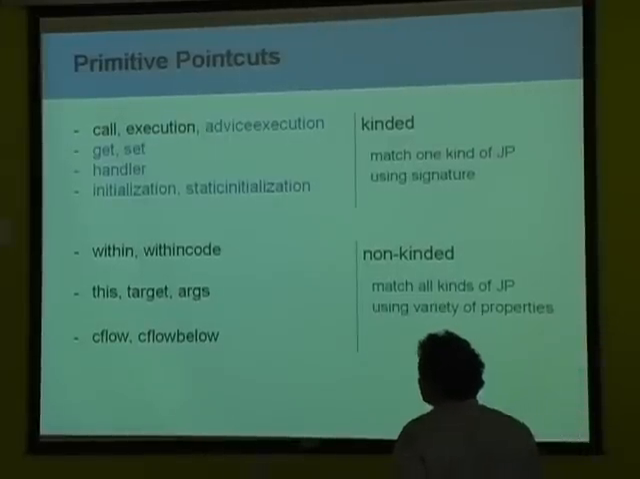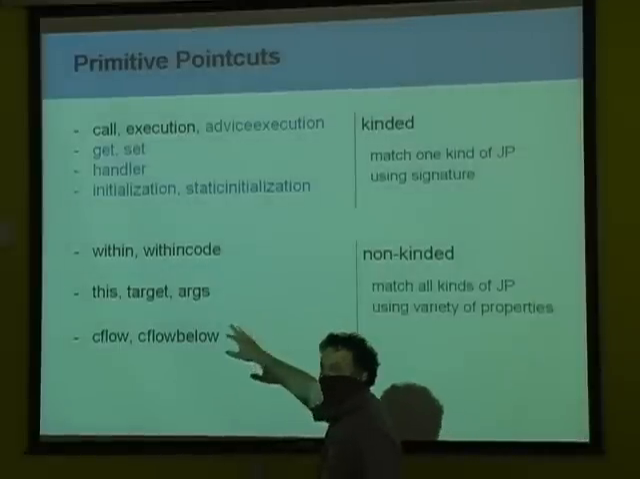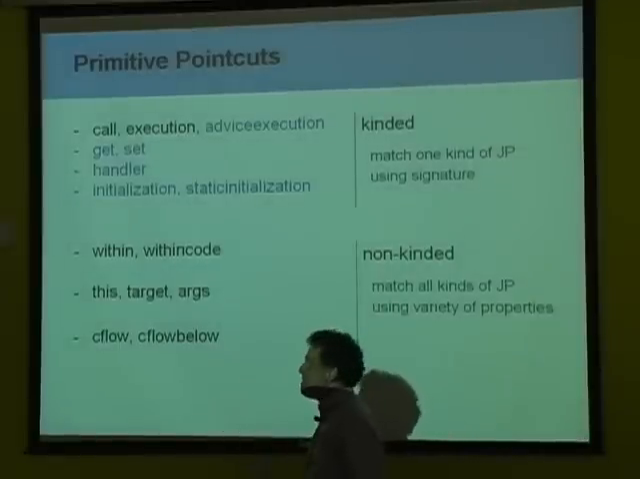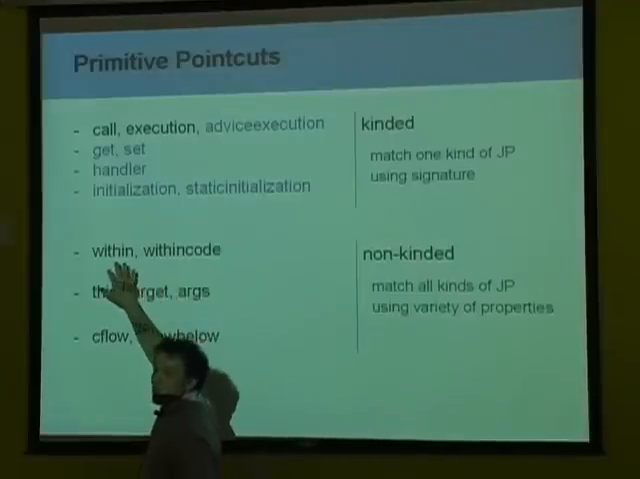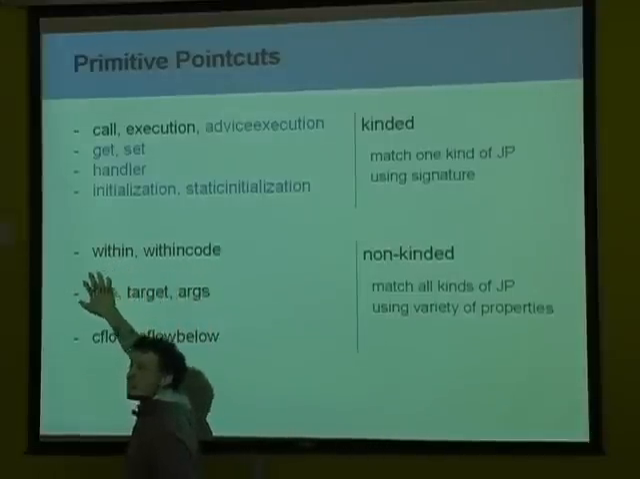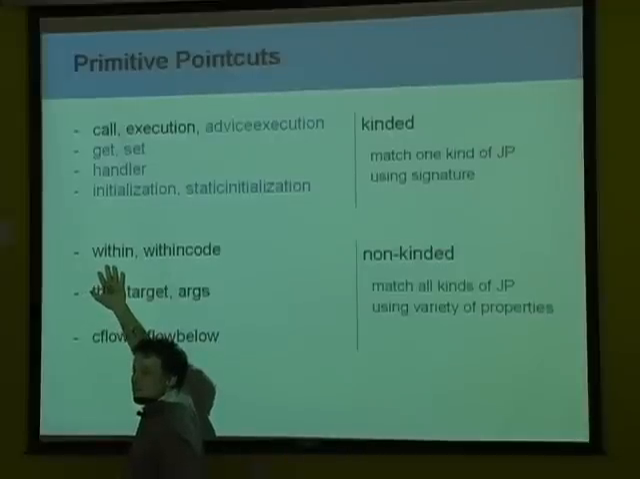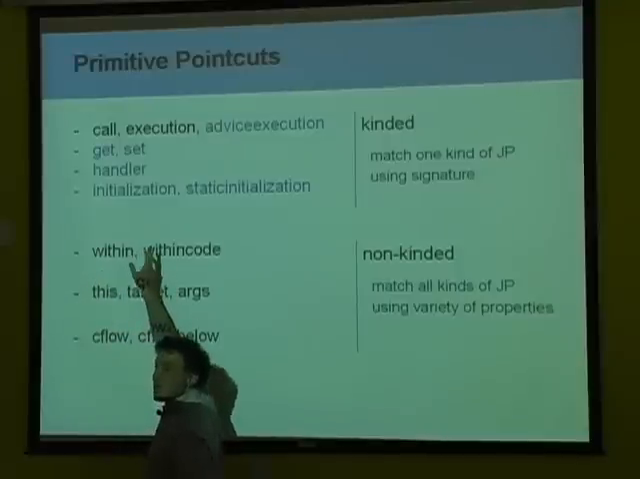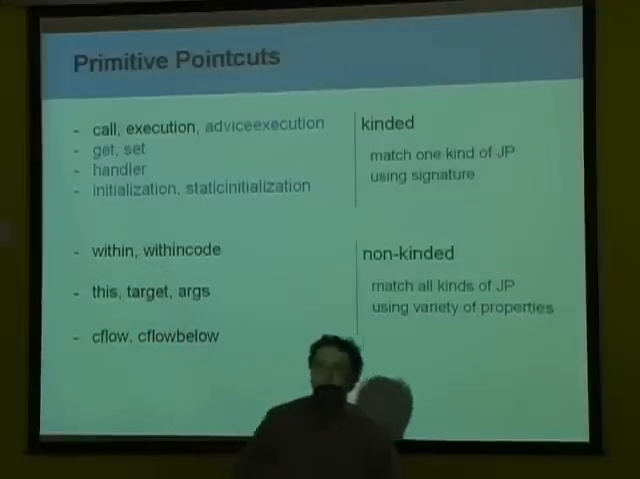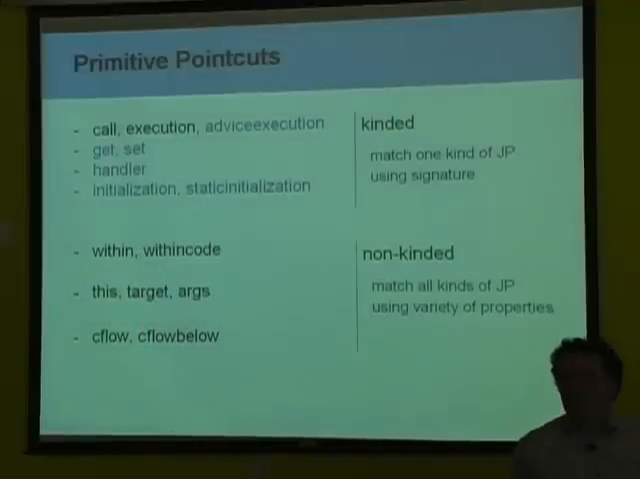And the non-kinded pointcuts match join points of any kind, but they match them based on some other kind of property. Like this one happens to match any join point for which the corresponding text is within a certain type. For those of you who might be getting bored at this point, the power in this thing comes from a compositional language and different ways of talking about the same join point. Those kinds of compositions let you say some very interesting things that we'll see in a minute.